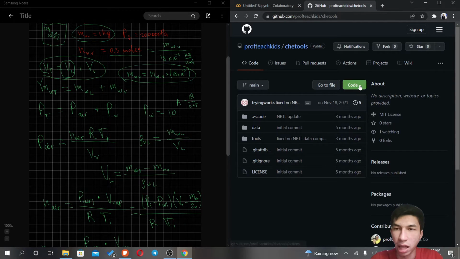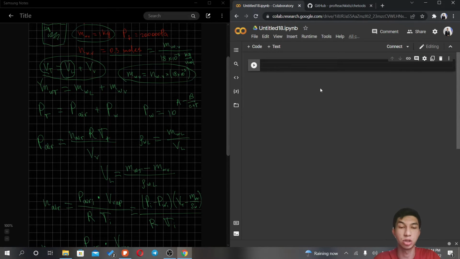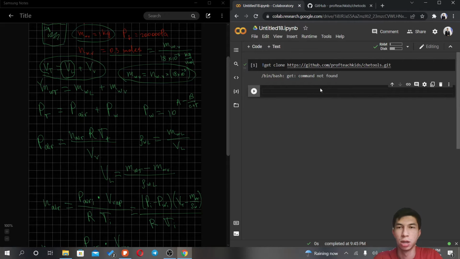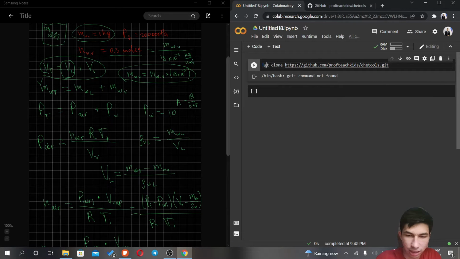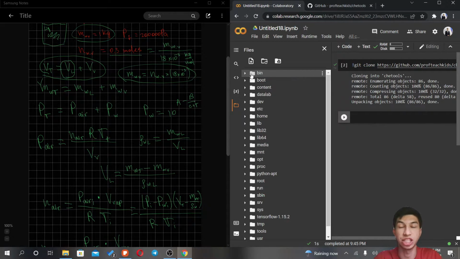If we go there and copy the link, we want to import it to our Colaboratory, right? So we'd use exclamation mark git clone, and paste our link. So if you try to run it, oh, so this was git, sorry. So it has copied our CHE tools to the content folder.